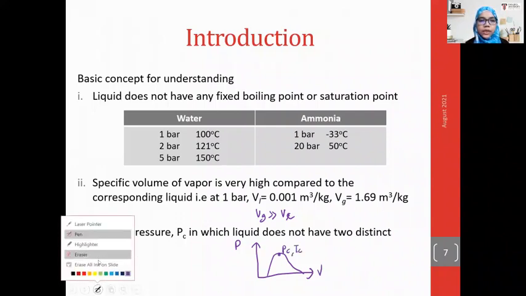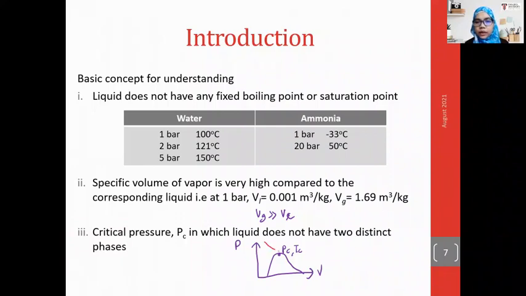This line is for the temperature. If we have the critical pressure and critical temperature here, there is no more two-phase, because it is above that, not under the dome. So this is our two-phase region, liquid-vapor or solid-vapor.